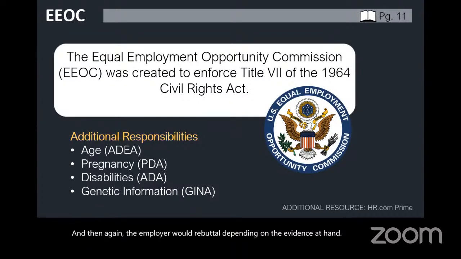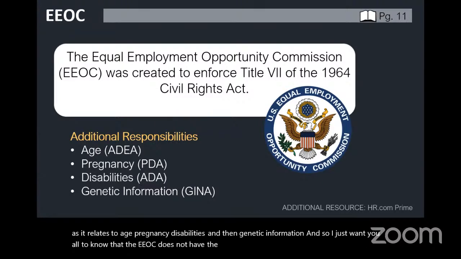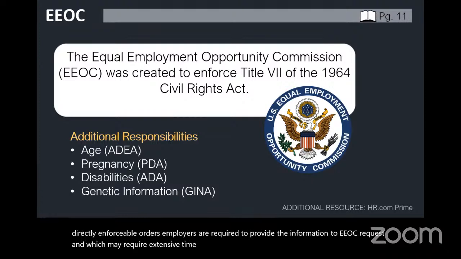So here we are talking about the EEOC. And so we're talking about these additional responsibilities as it relates to age, pregnancy, disabilities, and then genetic information. And so I just want you all to know that the EEOC does not have the same authority as other federal agencies to issue directly enforceable orders. Employers are required to provide the information the EEOC requests, which may require extensive time and substantial data collection and analysis. Again, everything is discoverable when EEOC gets involved.